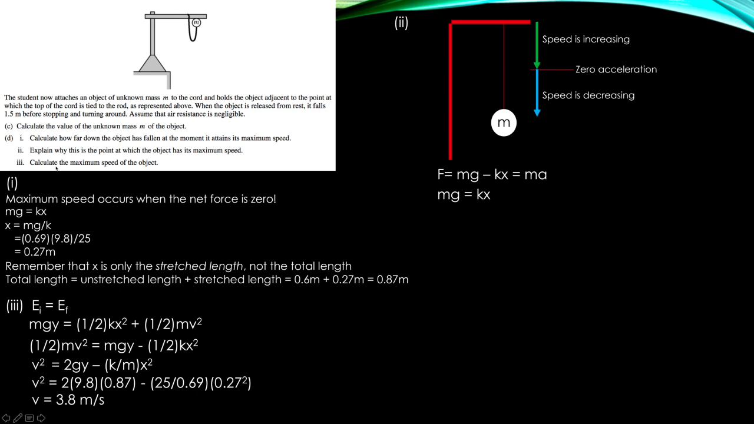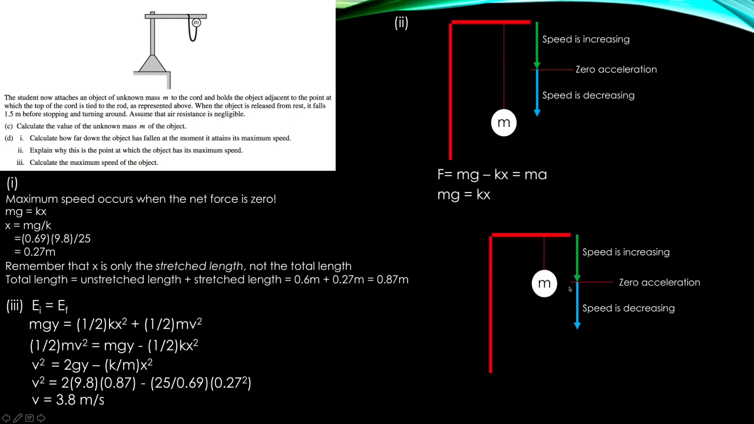So for part 3, we have to find the maximum speed of the object. As we had said earlier, energy is conserved in this system, so E initial is equal to E final. The initial state is when the mass is up here, and the final state is when the mass is down here, where there's zero acceleration. I have it redrawn right here. This is the final state that we're looking at. The initial state is just up there.